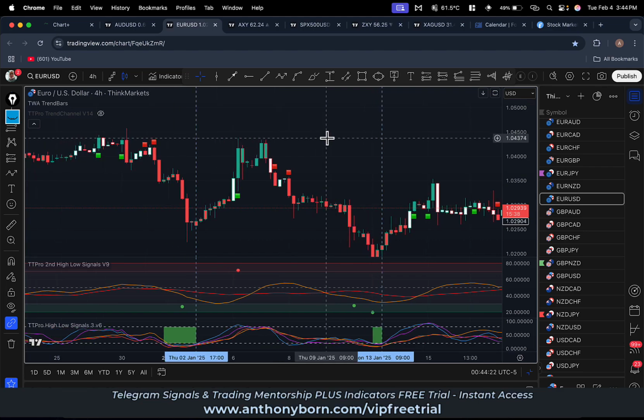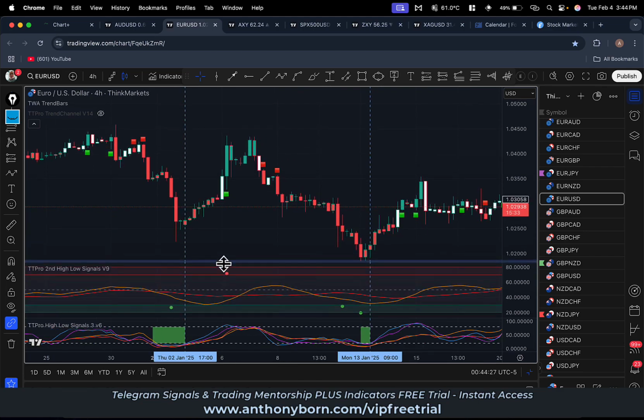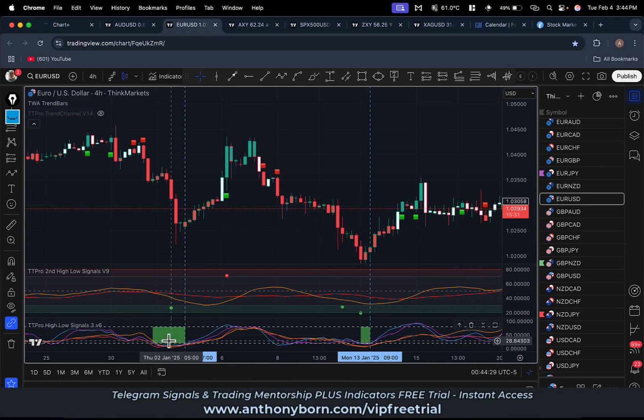Traders, I'm currently testing a new indicator, this guy here, and it's going to work in conjunction with our counter trend strategy with the indicator in the bottom. See this high-low 3 down here. So the indicator above is going to give us extra confirmation.